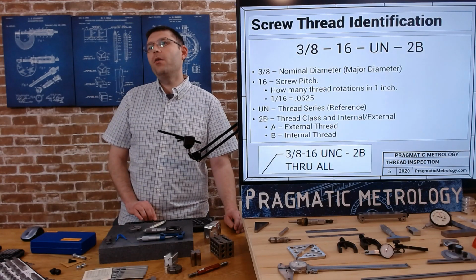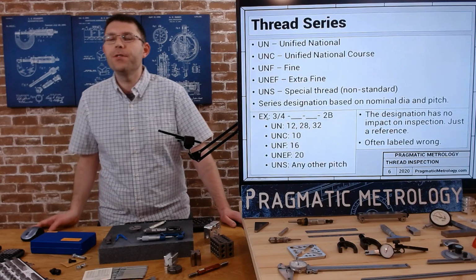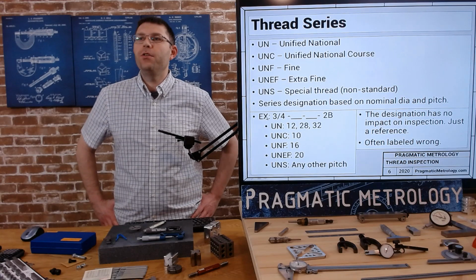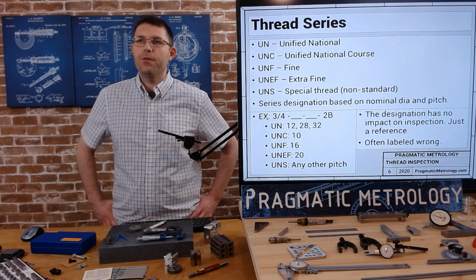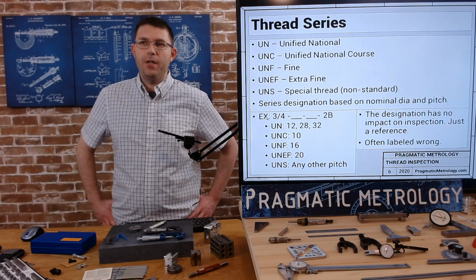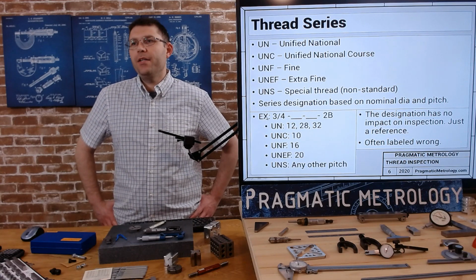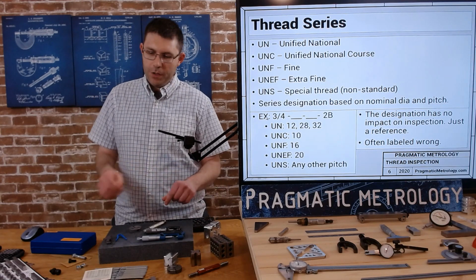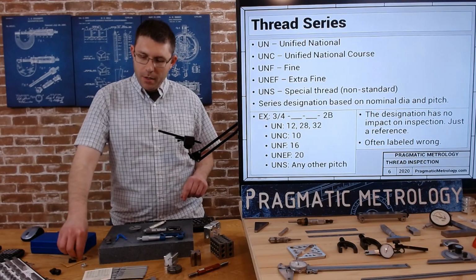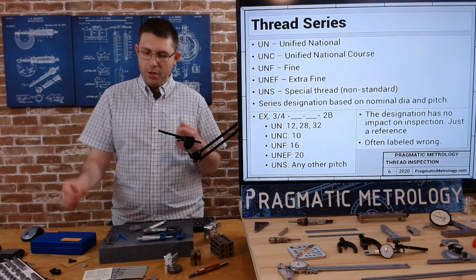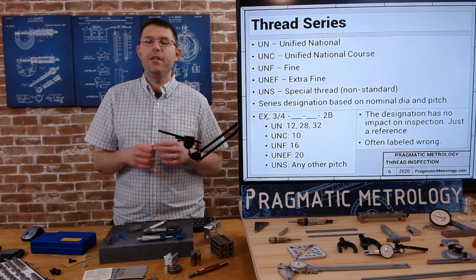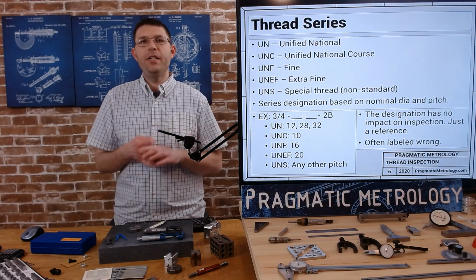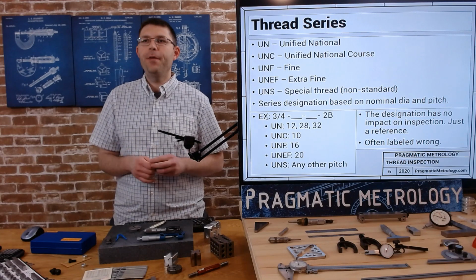Jumping back, we talk about our thread series. We have some common ones: UN, UNC, which is Unified National Coarse, UNF, which is fine, UNEF, which is extra fine, and UNS is special or non-standard. So there are standards when you talk about matching up a bolt diameter and a pitch. There are standard ones that are commonly available so that they're made in high volume and they're easy to find gauges for because they're made in high volume.